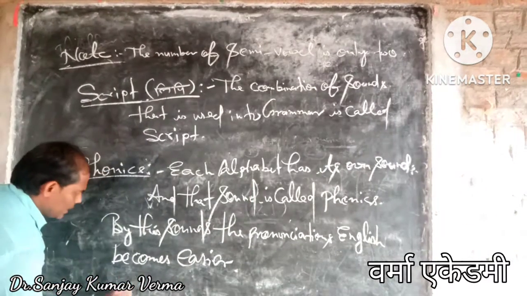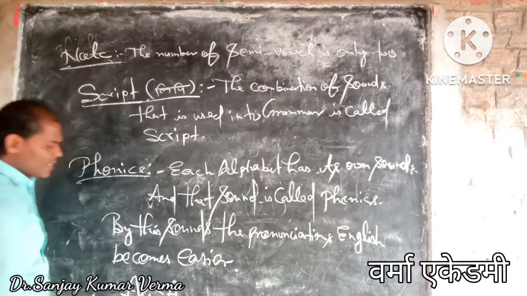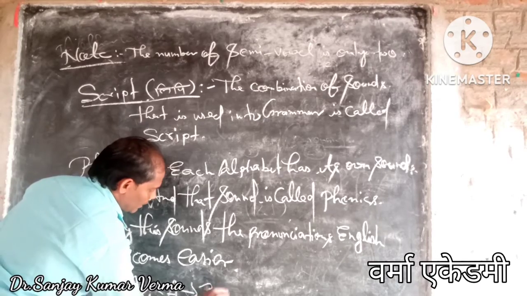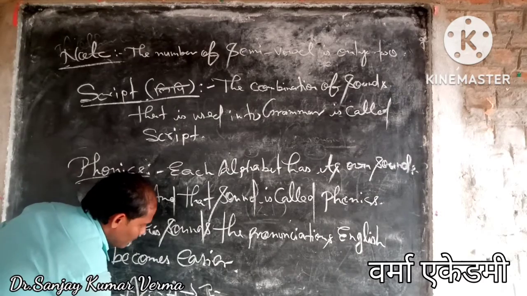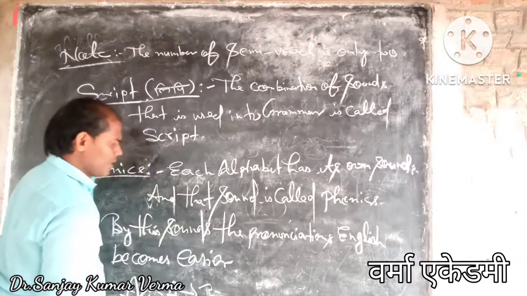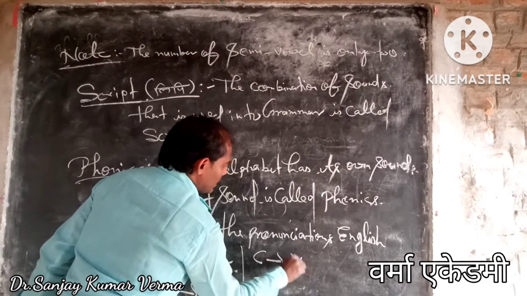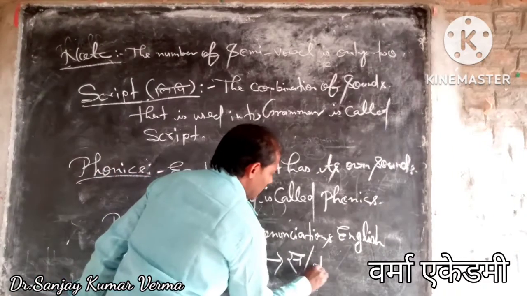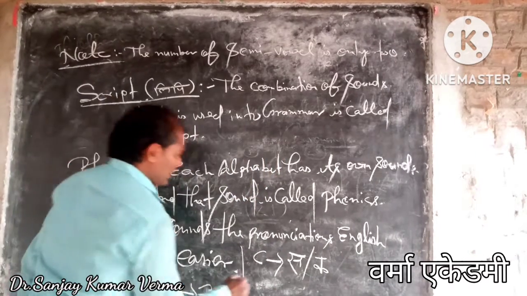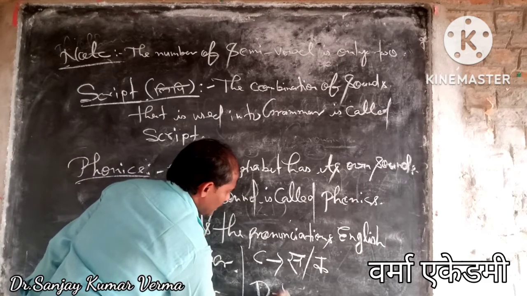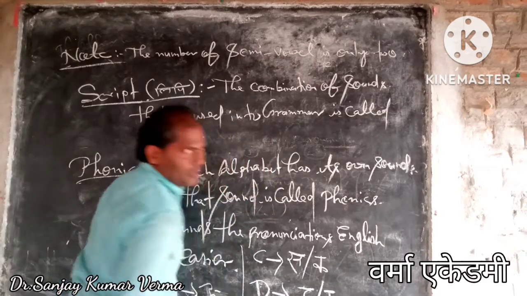As A means A. B means B. C means S or K. D means the. Okay.